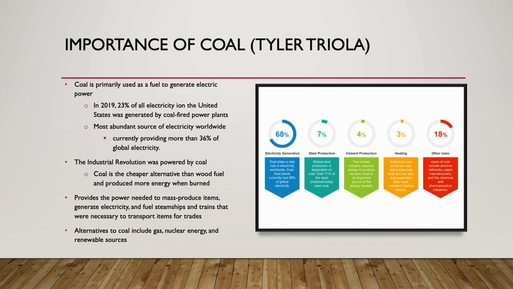Alternatives to coal include gas, nuclear energy, and renewable resources. Coal was used to replace other resources back in the day, like wood. Now it's trying to get replaced, which is okay because coal is running out, but that's all. Importance of coal.